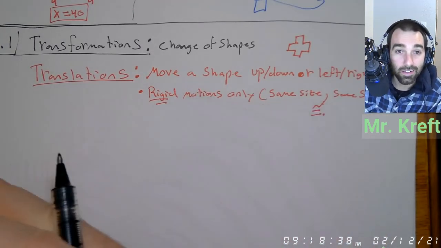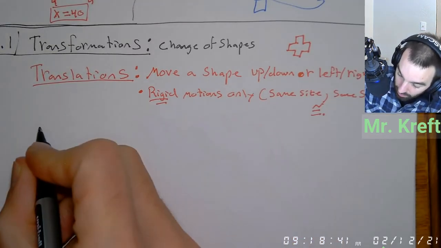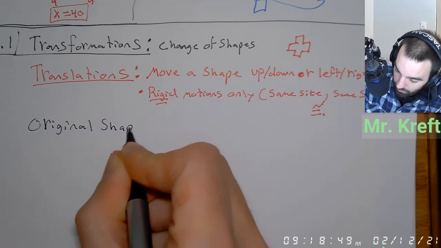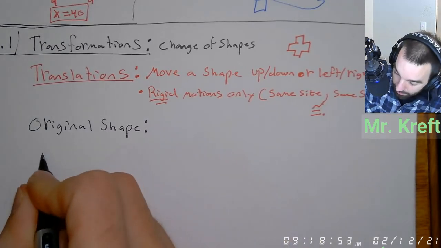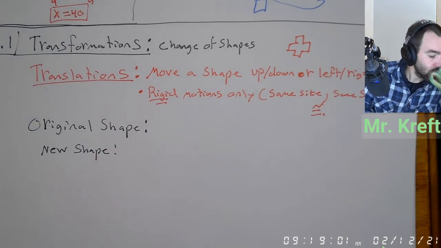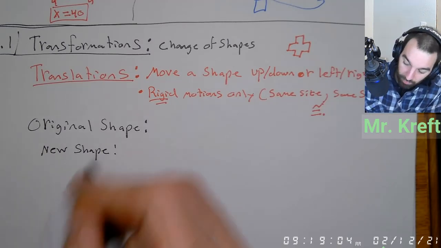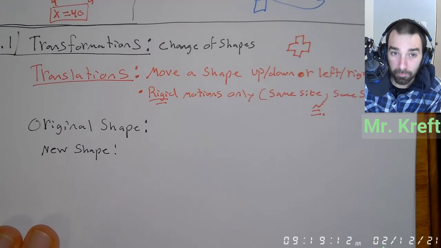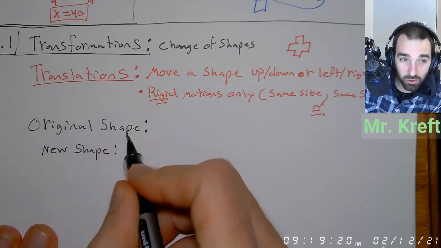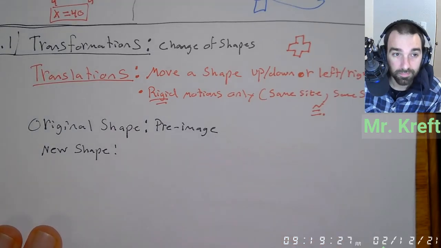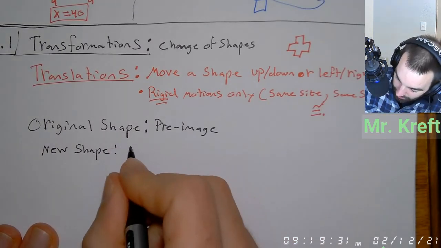Now, when you're moving something, you're going to end up with a starting shape and an end shape. I like to call this the original shape. Okay, and then let's leave some space to take some notes, and then you have the new shape. It would make a lot of sense if we just used this language, original shape, new shape. But unfortunately, the book and mathematicians use different language. The original shape is referred to as the pre-image. The new shape is referred to as the image.